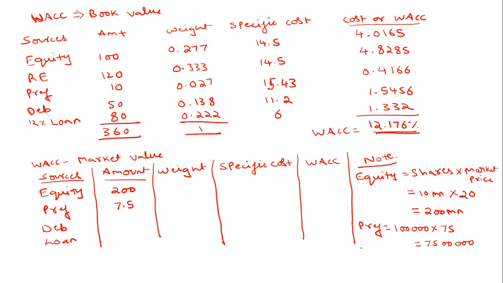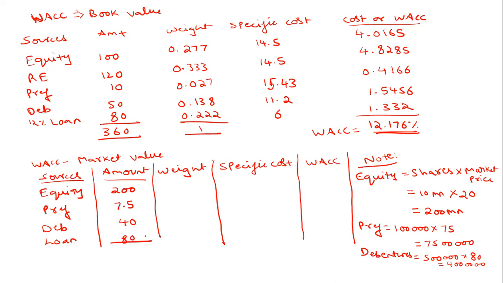Debentures, how much? Debenture 5 lakh into 80. That is 4 crore, which is 40 million. In lakhs, that is 400 lakhs, and you will be writing it as 40. Very good. How much is the loan? 80 M.